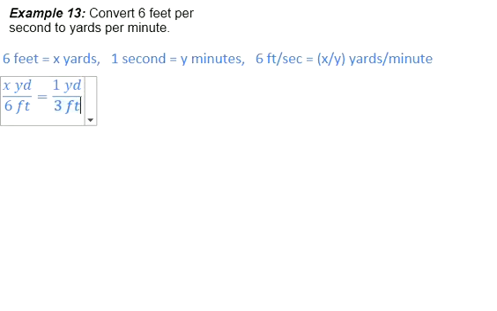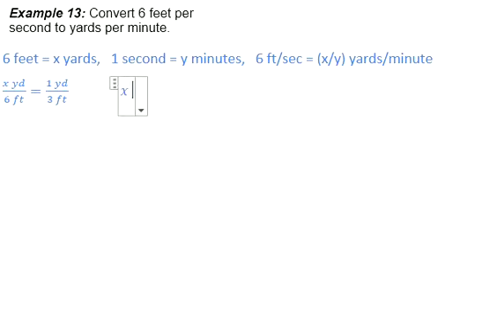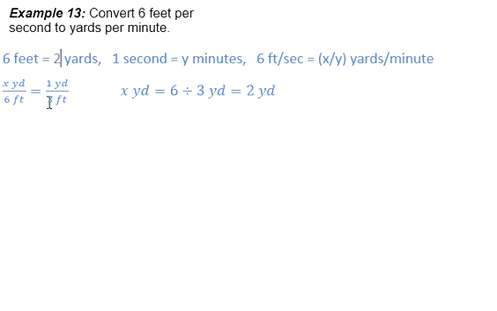I'm going to multiply both the left and the right side by 6 feet, which will give me that x yards is equal to 1 times 6 divided by 3 yards. 6 divided by 3 is 2. So 6 feet is going to be equal to 2 yards. Go ahead and replace that here.